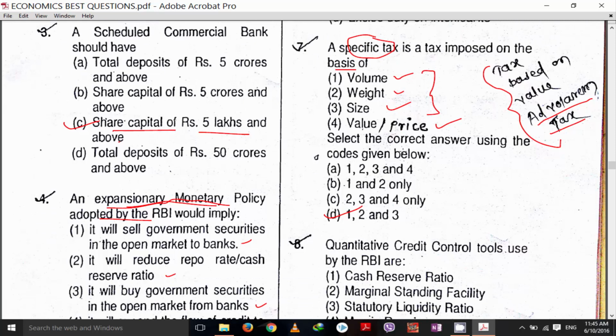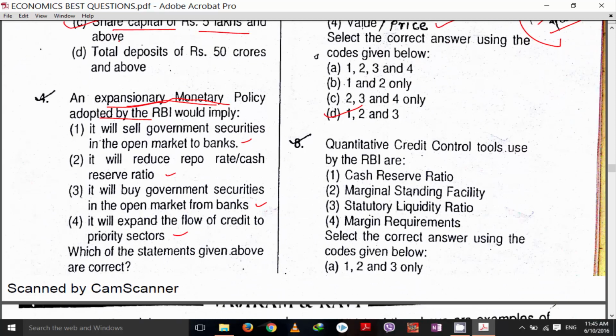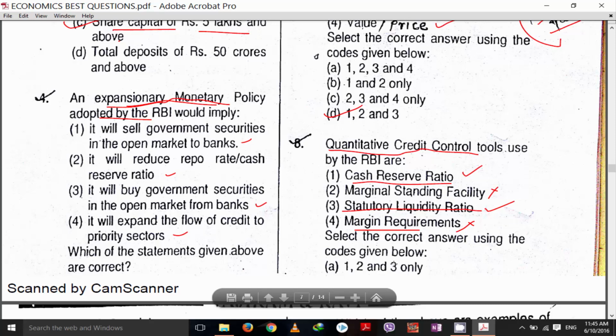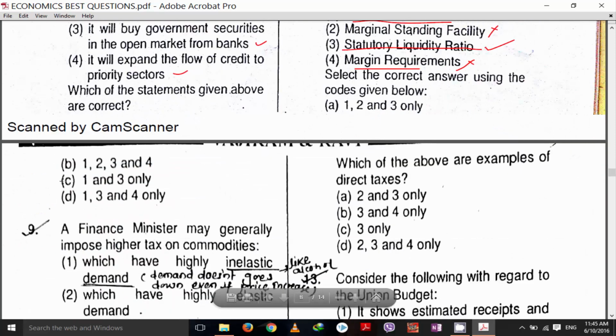Specific tax. The quantitative credit control tools used by the RBI are quantitative credit control tools. Cash reserve ratio, correct. Marginal standing facility, not correct. Then statutory liquidity ratio, correct. Marginal requirements, no, marginal requirement is a qualitative tool, so this cannot be the answer. So only 1 and 3 are correct. So the option is 1 and 3.